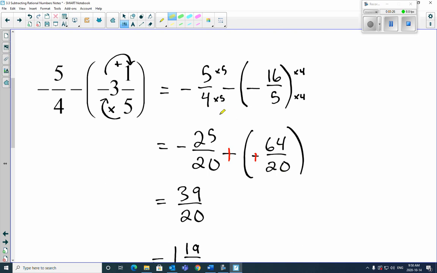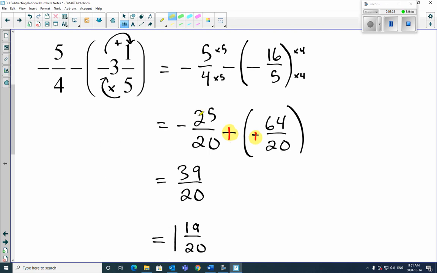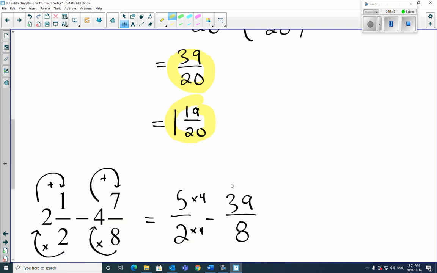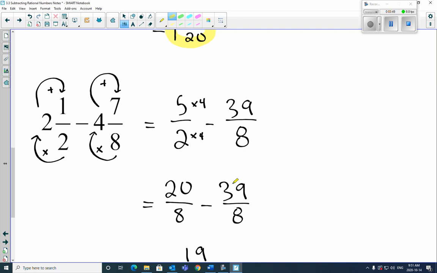Now, if you look at this one, it actually makes sense to add the opposite. Negative 25, and instead of subtract, we add. So we put a little line through there, and instead of negative 64 over 20, it's positive. So that's really easy to do. Negative 25 plus 64 ends up with 39 over 20. You could leave it as improper if you like, or you can change it to mixed. It's up to you. Okay, this is the last example, I think.